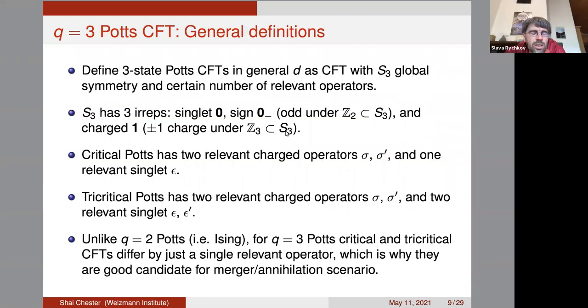So I'm sorry, I missed this point, Shai. Can you repeat? So you're saying for the Ising, this would not be possible because... It's not impossible. It just seems less likely because in the Ising model, the critical and tricritical differ by two relevant operators. And so if they were to somehow merge and collide, both of these relevant operators would have to become marginal at the exact same time. But one of these two is a singlet, right? One is a singlet, one is charged, yes. Okay. But there's still two. It's not impossible, it's just less likely. So okay, the Q equals 3 is a better candidate.